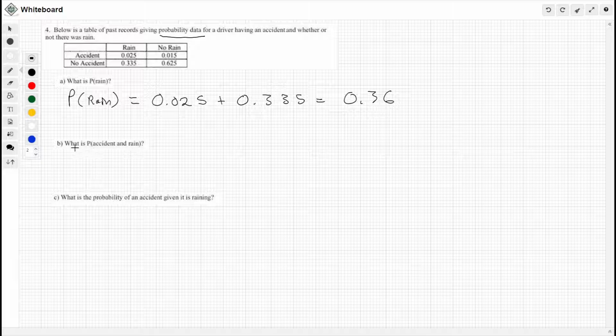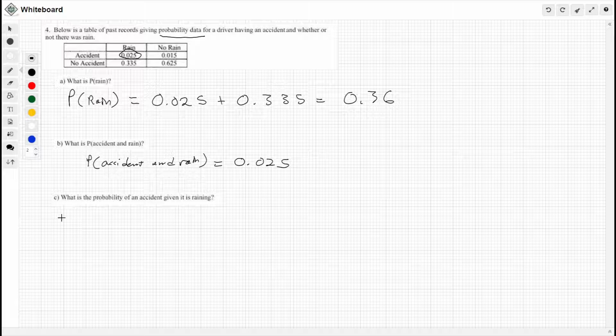That's it. Part B, what is the probability of accident and rain? So we need two conditions to be met. We look at accident and rain, and it's given to us right here. Probability of accident and rain occurring is 0.025. Done.